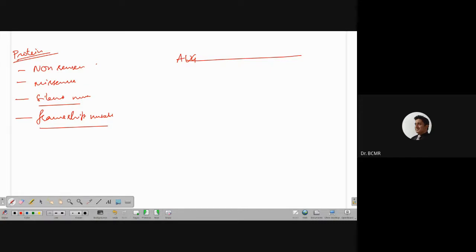Anyway, can you tell me what is meant by nonsense mutation? Whenever there is a stop codon before the actual stop codon, that would be a nonsense mutation. A premature termination would happen. That's right.